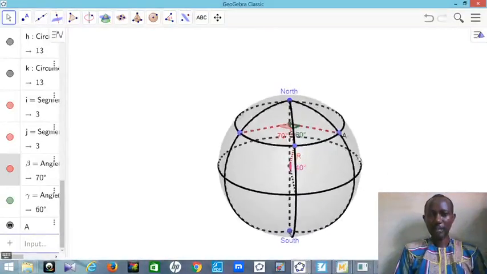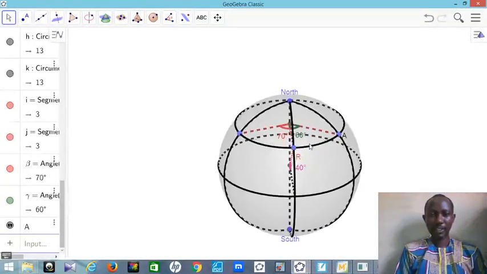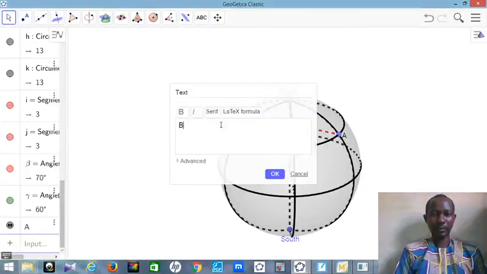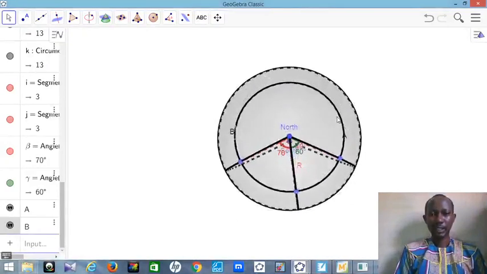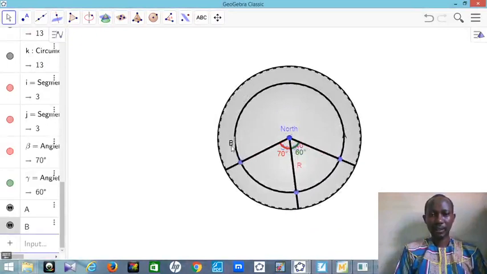Okay, remember I label this point as A, so this second point is the point B. Let me just put it down so that you see it. This is point B. So this is point B. So you can be asked, if you put it like this now, you can be asked to find the distance between A and B. You can see it.